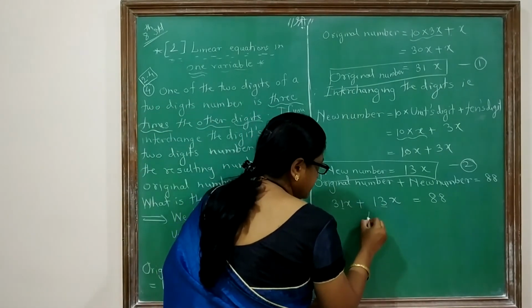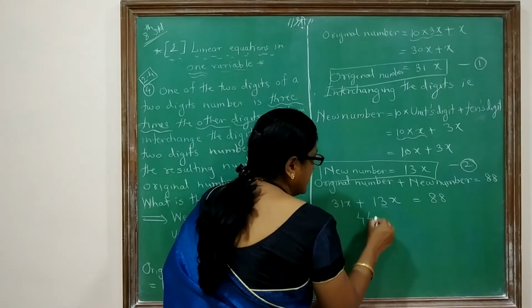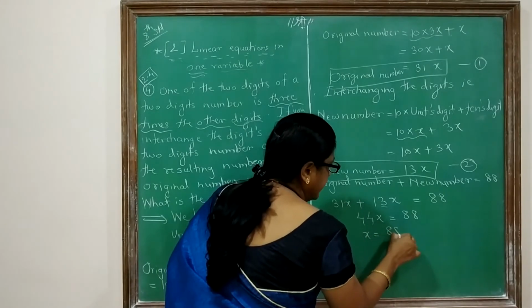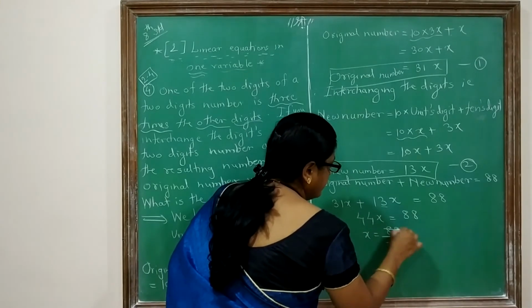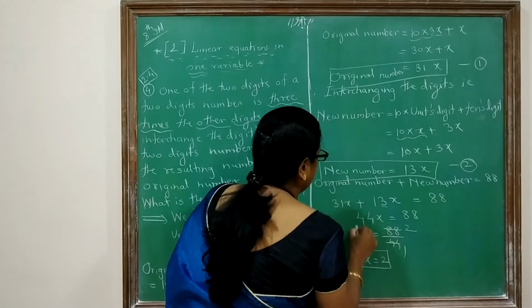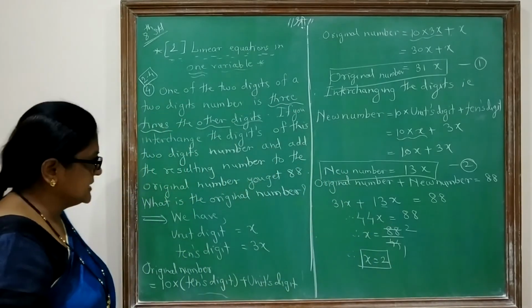1 plus 3 is 4. Then 3 plus 1 is 4. 44x equal to what? 88. Then x equals 88 by 44. 44 twos are 88. Then your answer is x equal to 2.